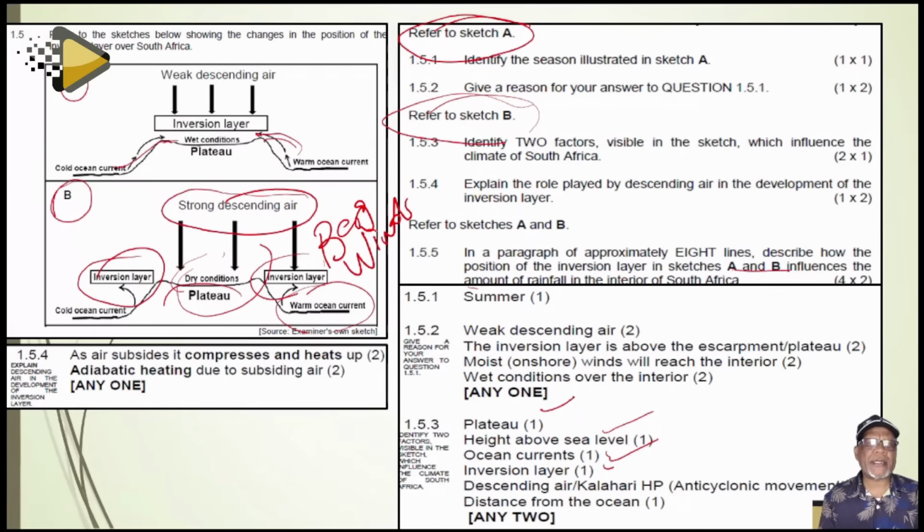The air is subsiding and blowing from the interior to the coast. Because the air is blowing from the interior to the coast, there is going to be a limited amount of rainfall, because the air is blowing from dry land. But here, the air is blowing from the ocean and is reaching the interior. So those are the answers for you to give.